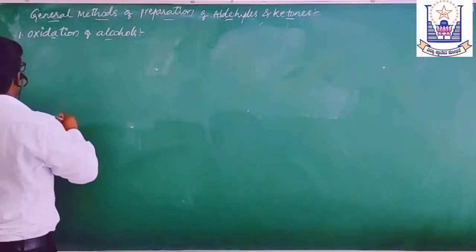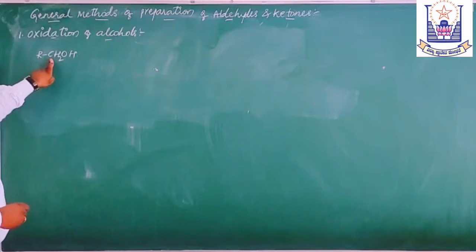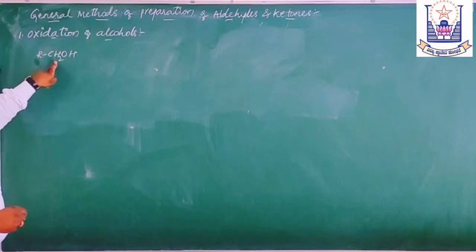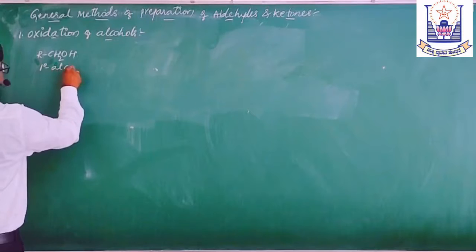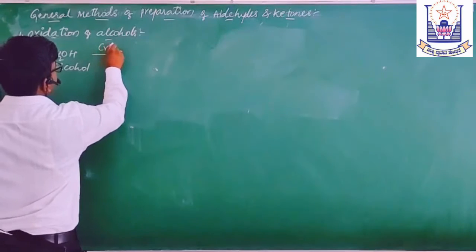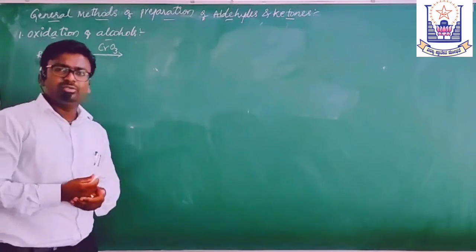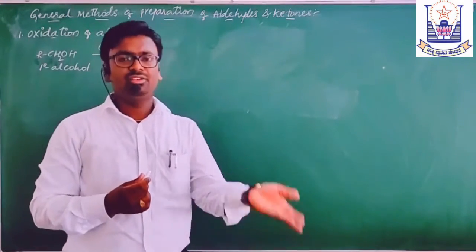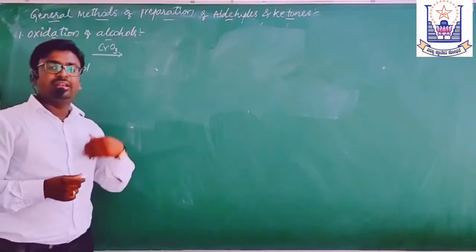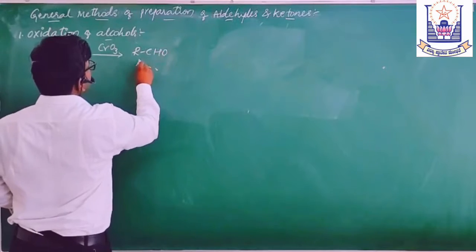Let us take a primary alcohol, which can be denoted like this. The functional group containing carbon is linked to only one other group or one other carbon, therefore it is called a primary alcohol. When it is treated with an oxidizing agent like chromium trioxide, it will undergo oxidation. Oxidation means loss of hydrogens or addition of oxygen. In this case, oxygen is already there, so you can see the removal of hydrogens. It will give RCHO. So this is the aldehyde now.